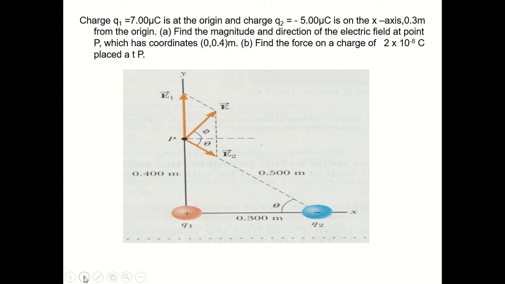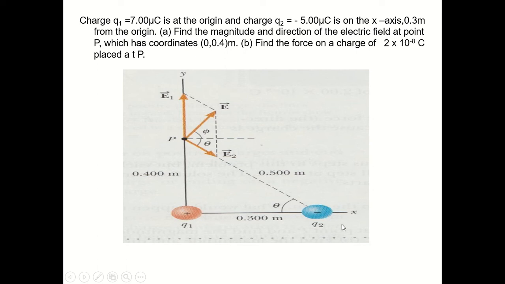Okay, so here is another example that will help us understand more of the concept that we discussed in the first part of the video. Okay, so we have here charge Q1 equal to 7 microcoulomb at the origin, and charge Q2 equal to negative 5 microcoulomb on the x-axis, 0.3 meters from the origin.